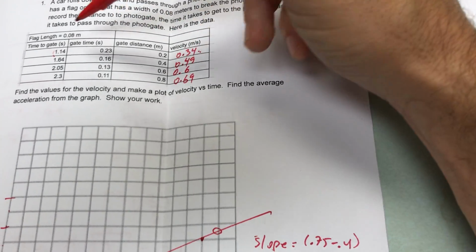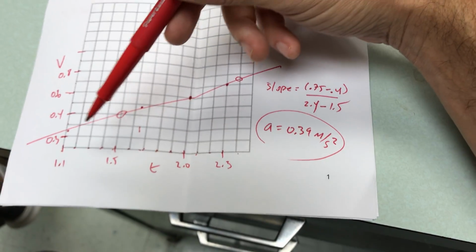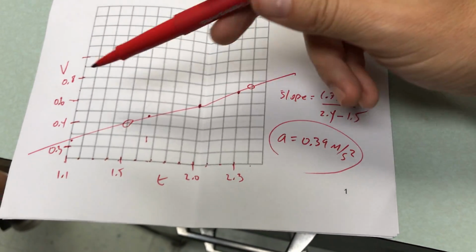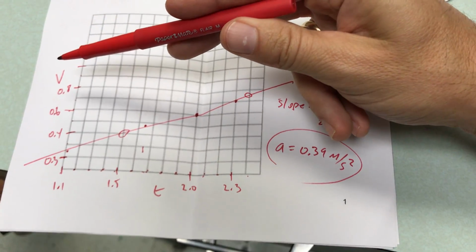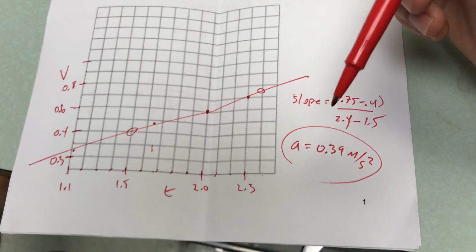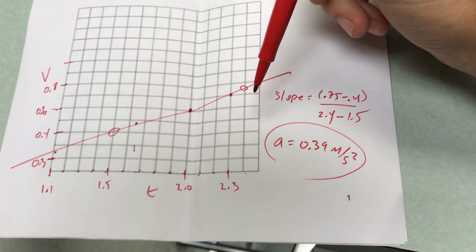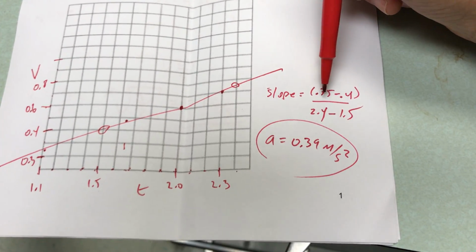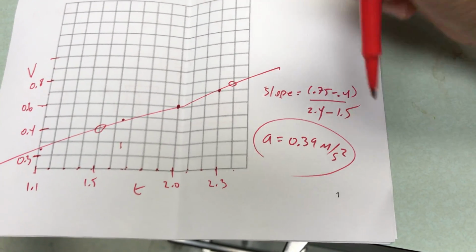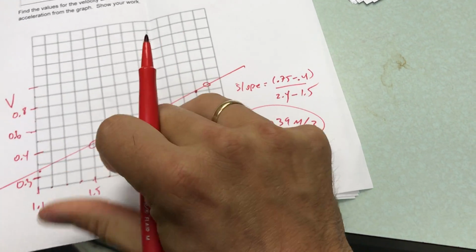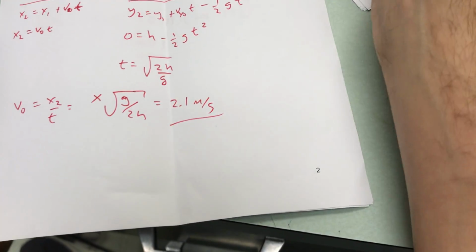Then I can plot velocity versus time, and I get this. A straight line, and I find the slope. The slope of velocity versus time is change in velocity over change in time, which is the acceleration. So again, I pick points on the graph line, not the data points. Change in v over change in t, I got 0.39 meters per second squared.